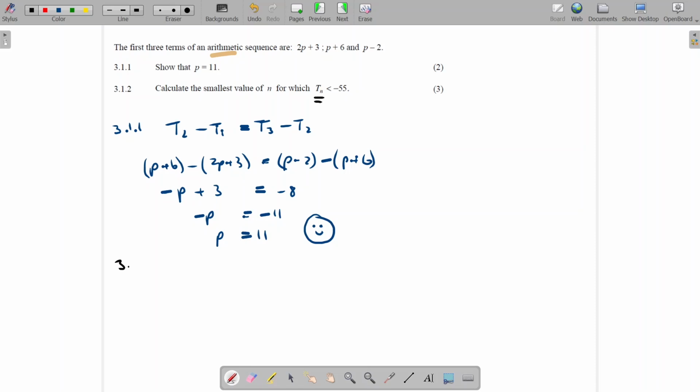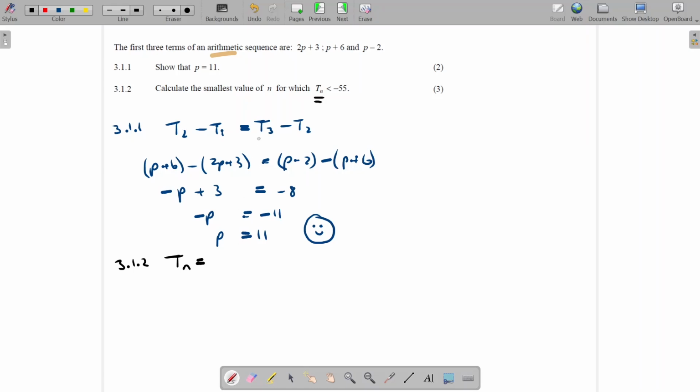Please, again, not only am I trying to teach you the content of the mathematics, but there is also a definite value to knowing that you're doing well as you progress through the paper. Calculate the smallest value for which this thing has a term value less than 55. So again, they're talking about T of n. So therefore, for 3.1.2, what I need to know is what Tn equals.